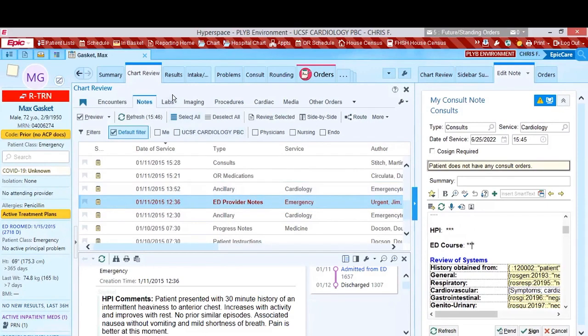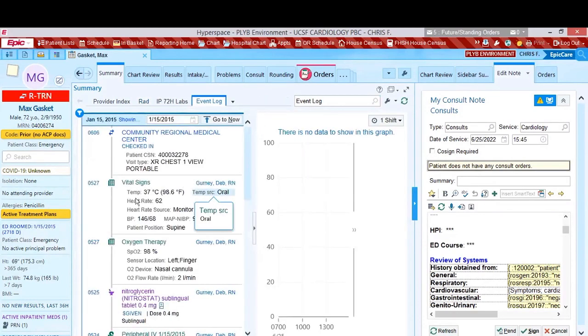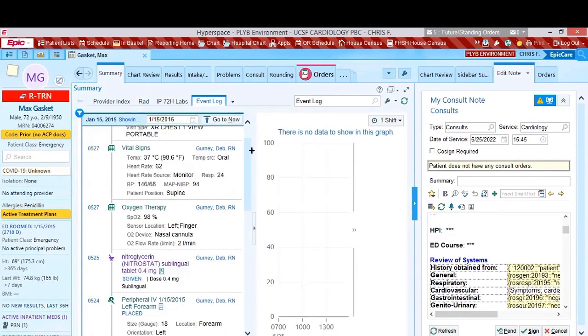So if you're looking for ED course, you can follow up and see if the patient just showed up to the hospital a few hours ago. There's a good tab to see what happened. It's called event log. This one will show you minute by minute all the things that were done.